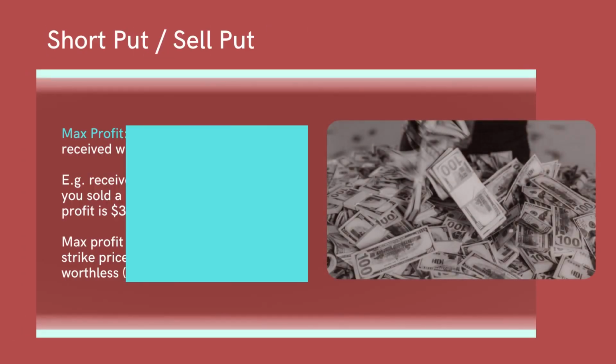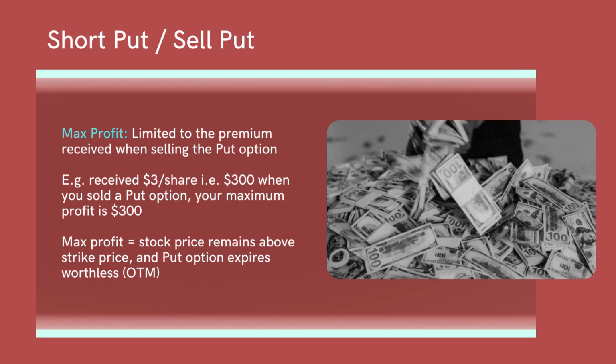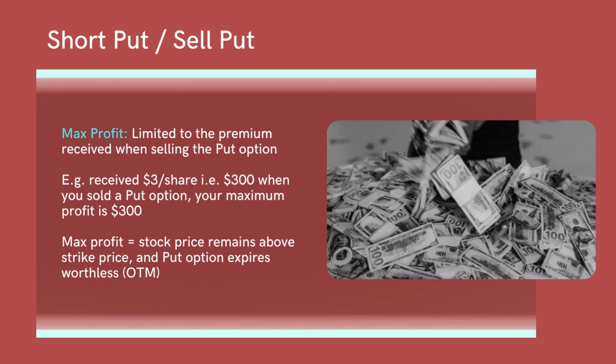The maximum profit for the short put strategy is limited to the premium received when selling the put option. So say for example you receive $3 per share, in other words $300 when you sold the put option. That's it. Your maximum profit is $300. It can be lesser, but it won't be more. The investor basically achieves this maximum profit if the stock price remains above the strike price and the put option expires worthless, in other words out of the money.